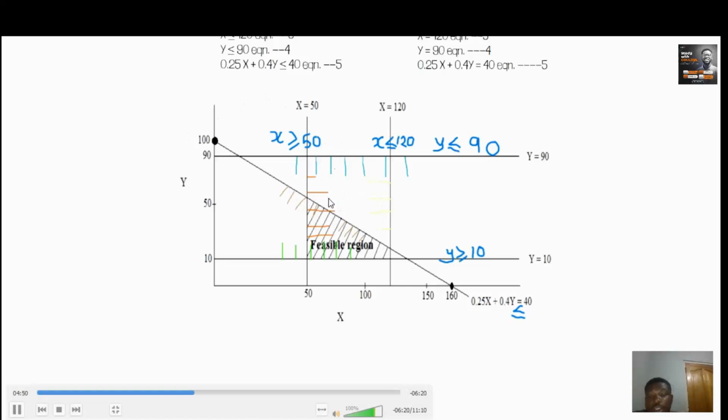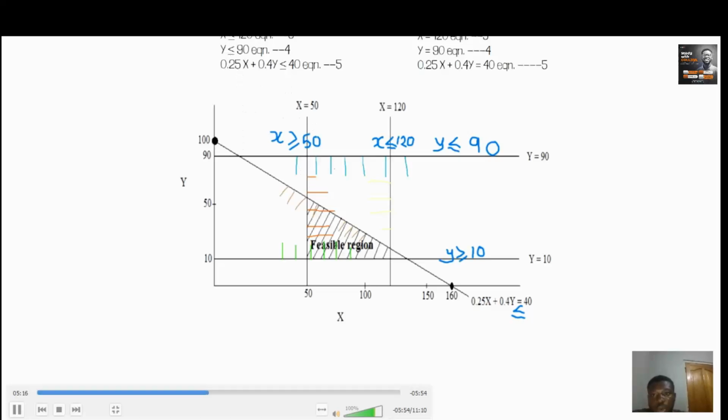And after doing all this, we have to find our feasible region. And how do we find our feasible region? For us to know our feasible region, we have to consider the inequalities, the direction of the inequalities. And we can see, let's take them one by one.